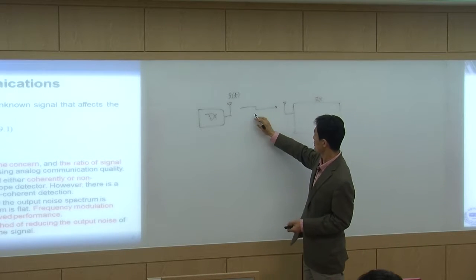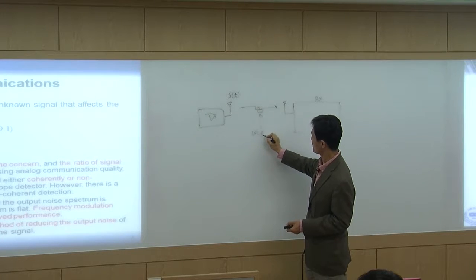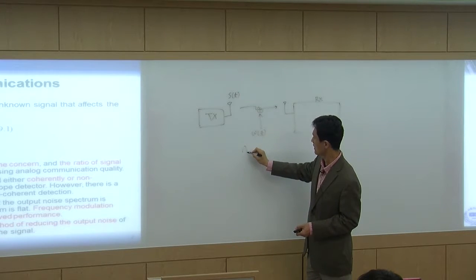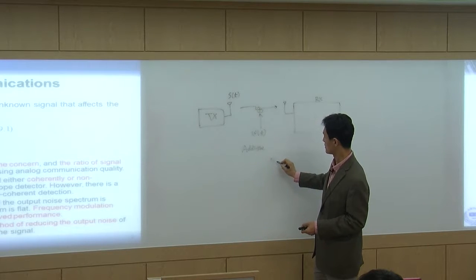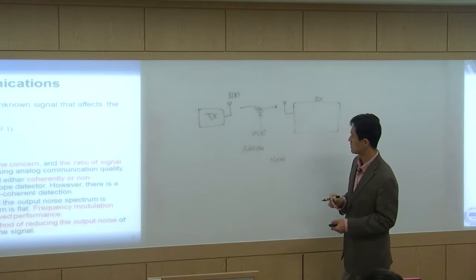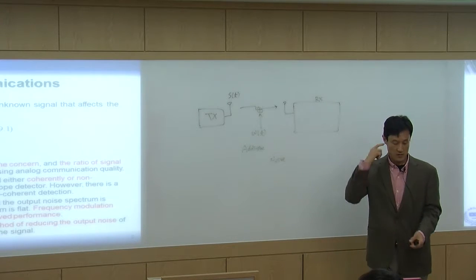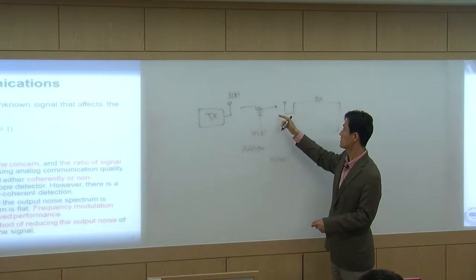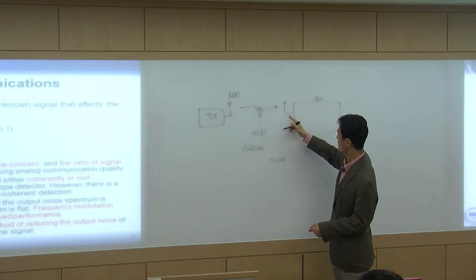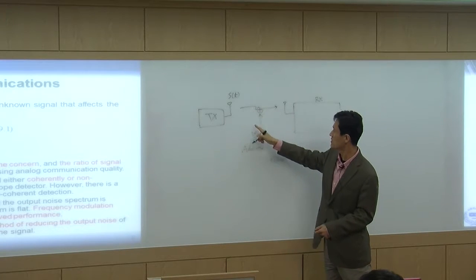In between, in the channel, we have noise, right? And the noise that we are looking at is additive noise, right? And we write the additive noise as WT. That means the noise is added into the transmitted signal. So what is received right here is ST plus WT.